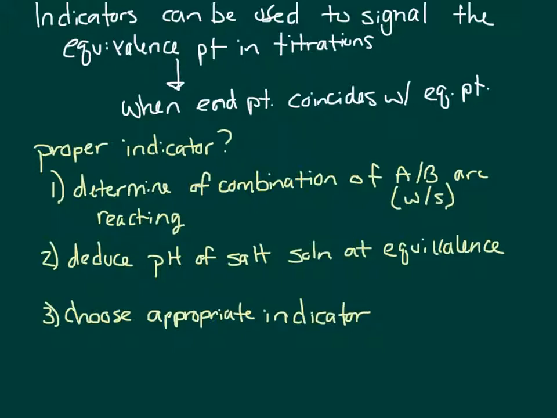You need to determine the combination of the acid and base that you're reacting. Are they strong acids, strong bases, weak, whatever it happens to be, you need to know that combination. You need to deduce the pH of the salt solution at equivalence. So that goes back to 18.3 of your salt hydrolysis. Are you going to be at 7, above 7, or below 7? So you can pick the proper indicator. Then you need to choose the indicator that is appropriate for the reaction you're running.